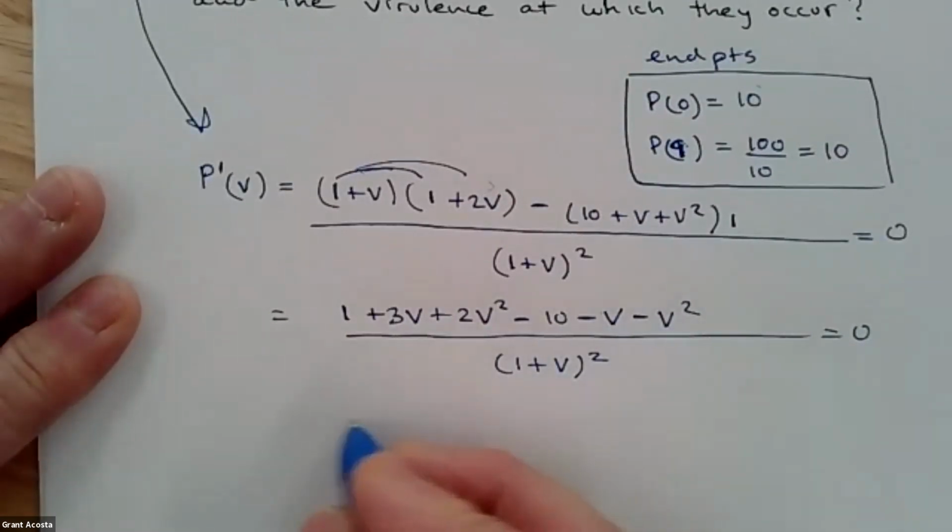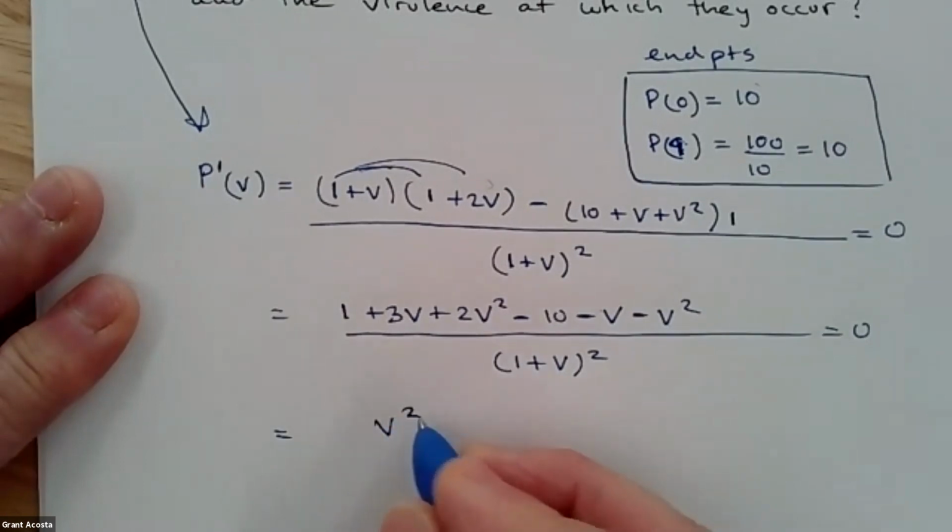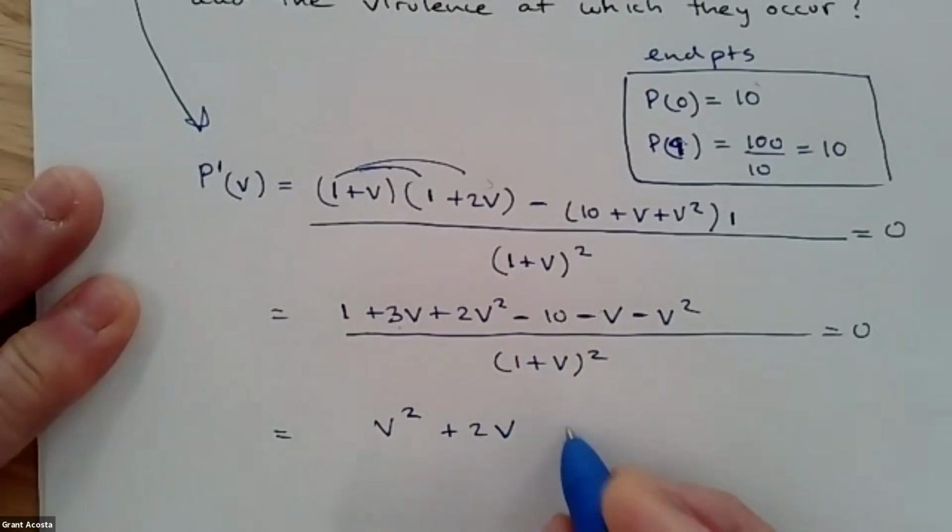Two V squared minus V squared gives me V squared. 3V minus V is plus 2V. 1 minus 10 is minus 9.